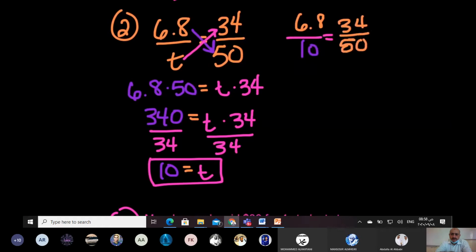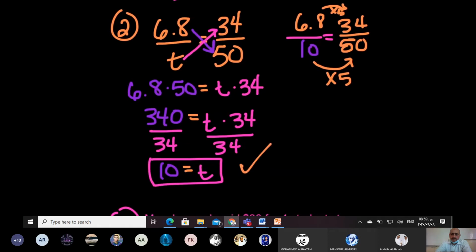And so we could actually see, okay, how do I get from 10 to 50? Well, I'd have to multiply by 5. And if I did 6.8 times 5, would I get 34? And I sure do. 6.8 times 5 is equal to 34. So this checks out and is perfect.